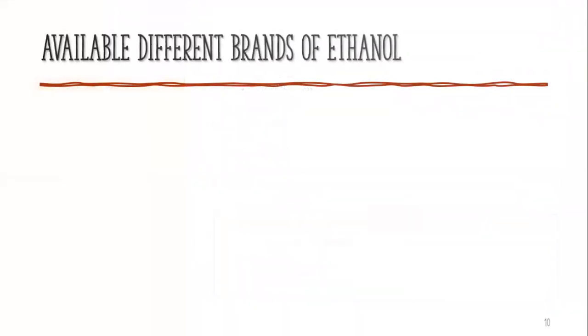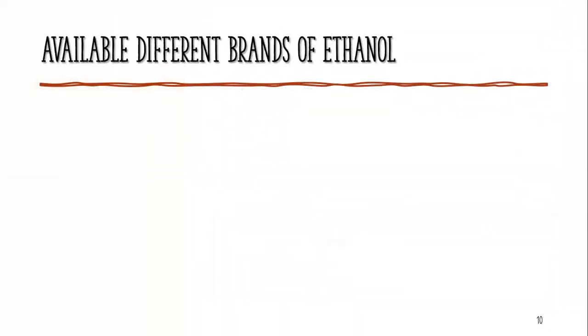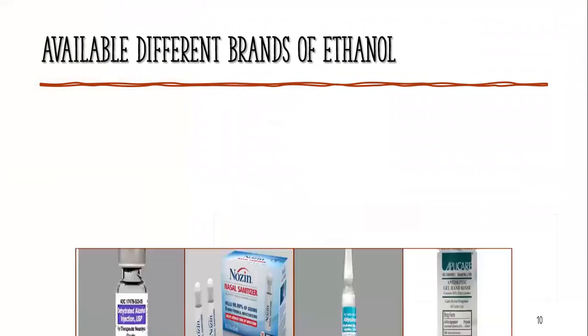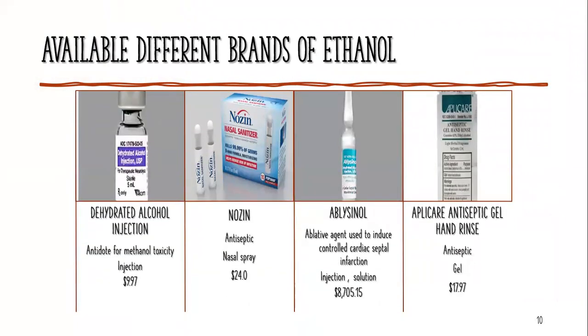Now I would like to share the different available brands of ethanol with their pricing. As you can see, Albucinol is the most expensive one, which is used as an ablative agent. Next, we have the dehydrated alcohol injection for methanol toxicity, and the rest two, Nozzle and the Applique antiseptic gel hand rinse, are used as antiseptics basically.